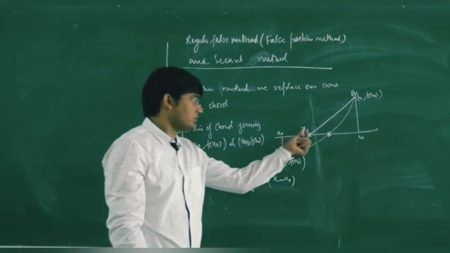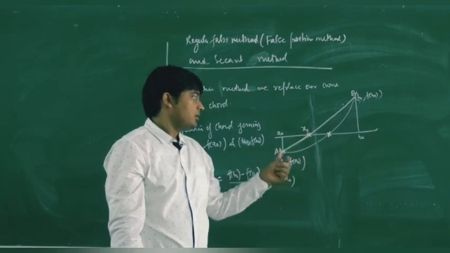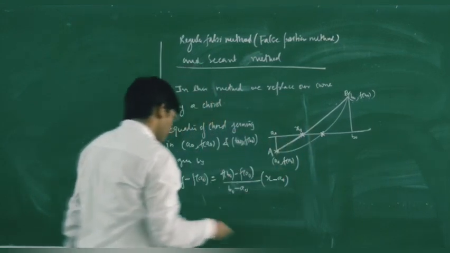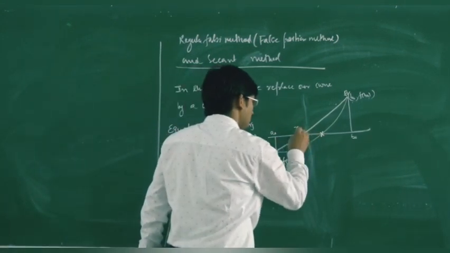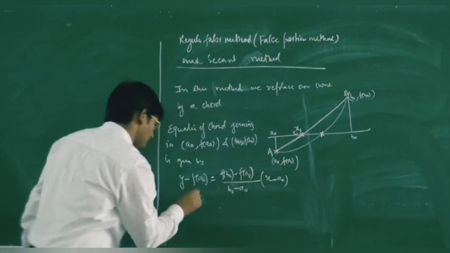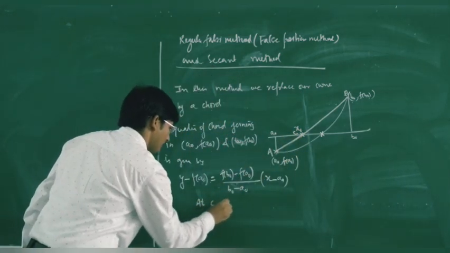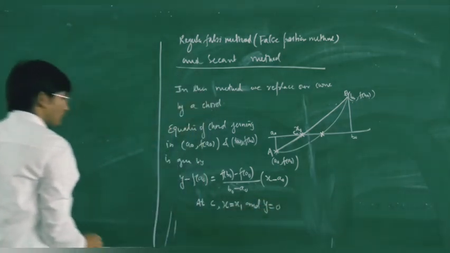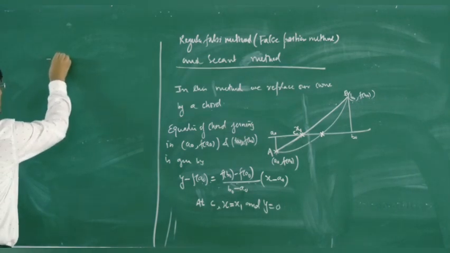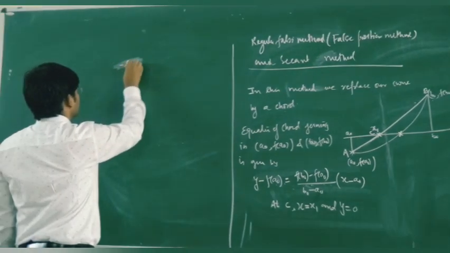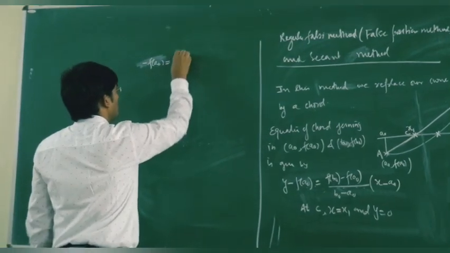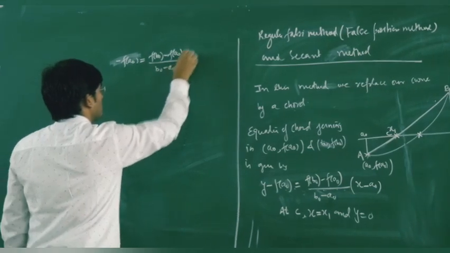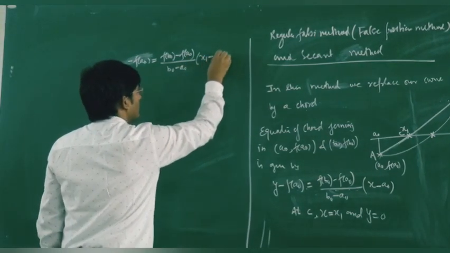Now the point at which the chord crosses the x-axis will have y equal to 0, and at that point we are assuming the value of x as x1. So say this is A, this is B, and this is your C. At C, our x will be equal to x1, and our y will be equal to 0. So this is equal to minus f(a0) equal to [f(b0) minus f(a0)] upon [b0 minus a0] into (x1 minus a0).